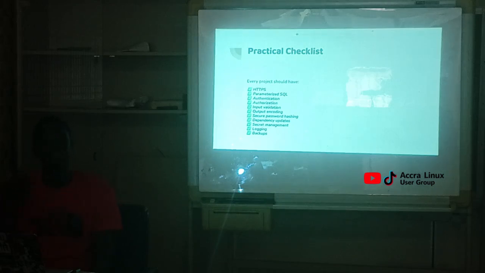Then input validation. When you take input from your users, make sure that it is what you asked them for. Output encoding. When you are giving output back to your users, write the output in such a way that it cannot be misinterpreted as a command. That's what we mean by output encoding. Secure password hashing. We've talked about dependency updates. We've talked about security management. We've talked about the passwords and the password managers and stuff. Then logging. I've talked about all those attempts. We should save them somewhere.